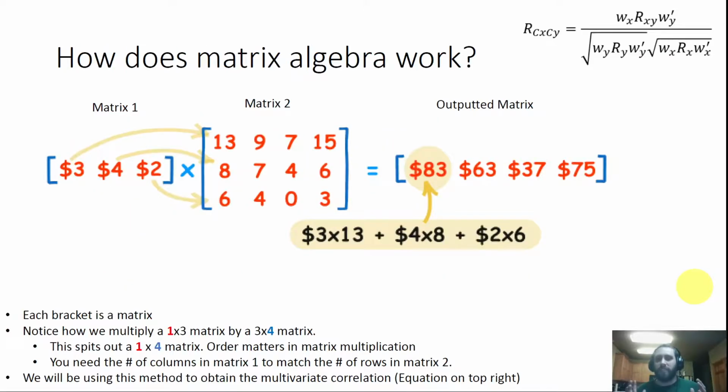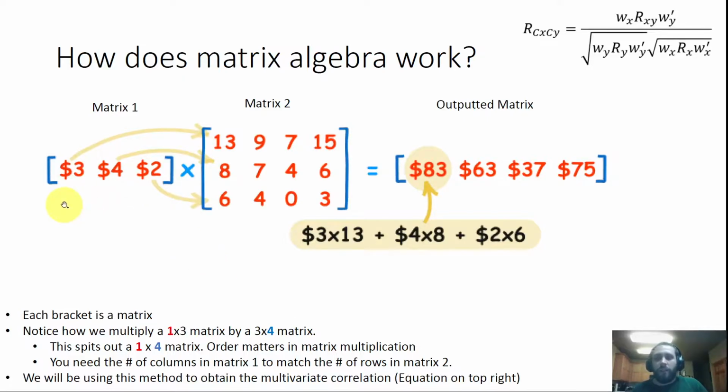So how does matrix algebra work? Let's take this visual example, where we're going to be multiplying two matrices by each other. Matrix 1 is a 1 by 3 matrix, and matrix 2 is a 3 by 4 matrix. What I mean by 1 by 3 is that it takes on one row and 3 columns. Essentially the same thing with this 3 by 4 matrix: it has 3 rows and 4 columns. And we're going to be multiplying these two together.